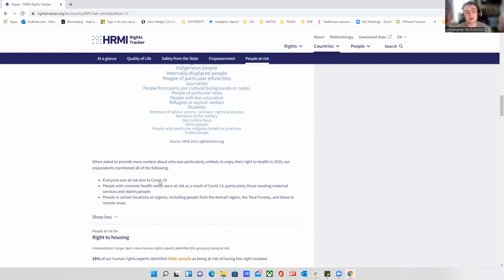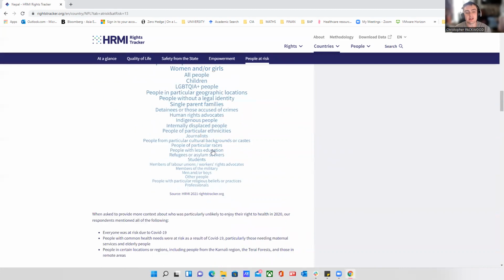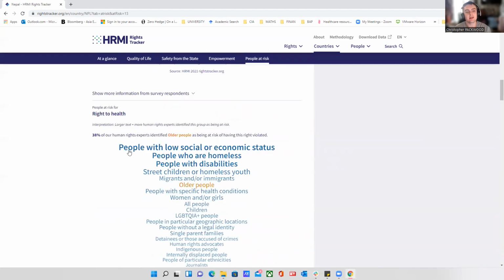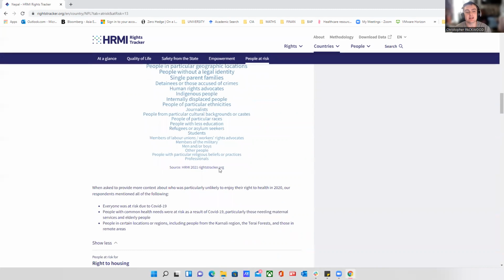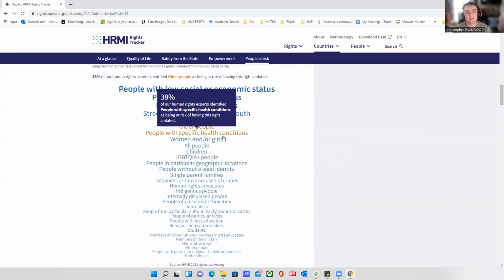People with common health needs were also at risk of having this right violated due to COVID-19, in particular those needing maternal care and elderly people, and also people in certain locations and regions. So regardless of what is seen here, there could be people that have certain common health needs that fit in with the people with low social economic status. So this is applying a more blanket coverage of what type of people are actually being affected. And also geographically, if people live within those areas, they're more likely to have these rights violated in particular.